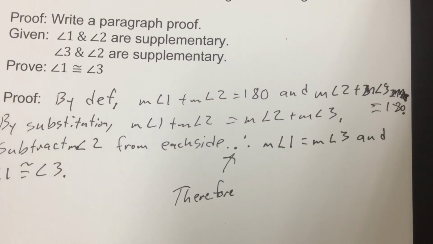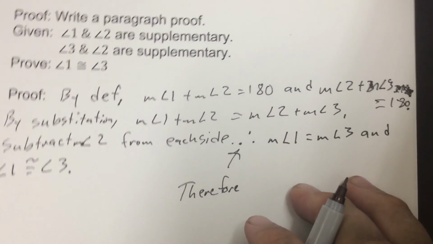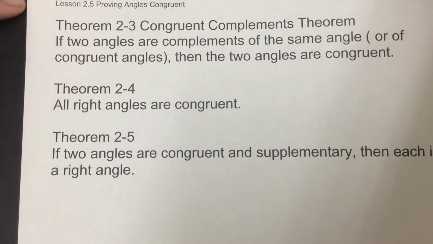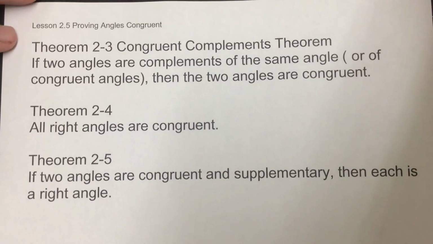So, paragraph proof. We're still working through, we're starting with what we're given, and we're building off of that. We're going to end with what we've proven. We're writing it out in sentences, describing what's going on. And there we go. So, last few things, we have three more theorems. Now, we're not going to prove these three, but we're going to talk about them here.